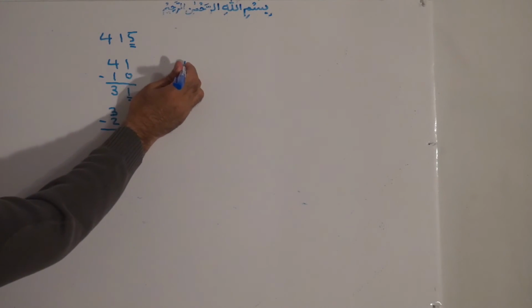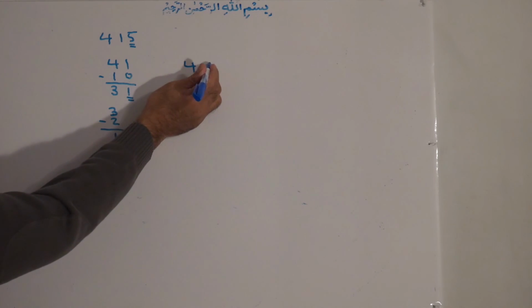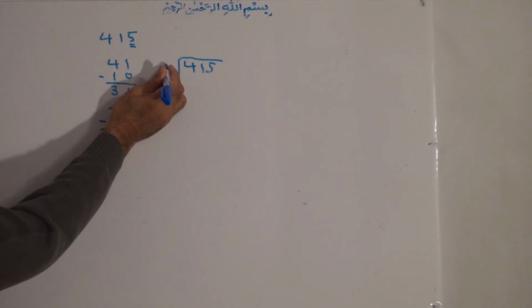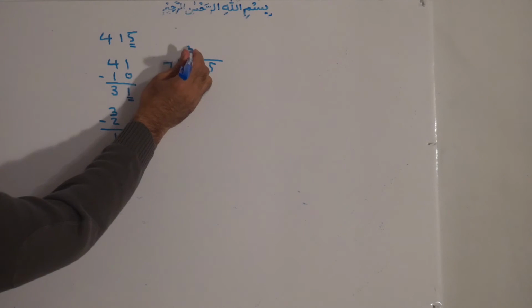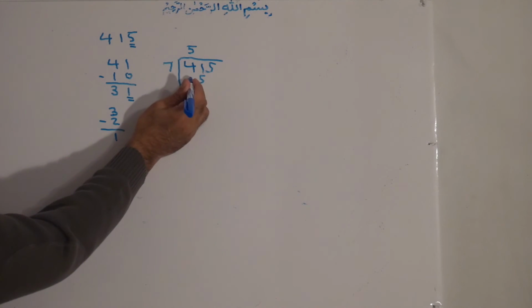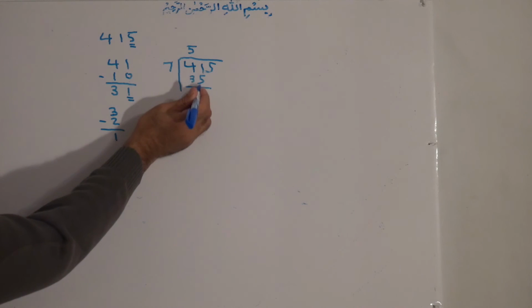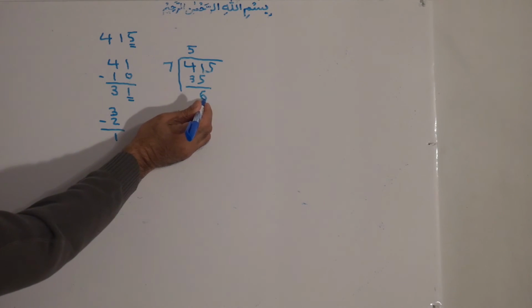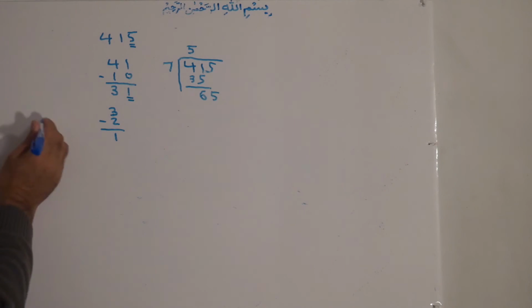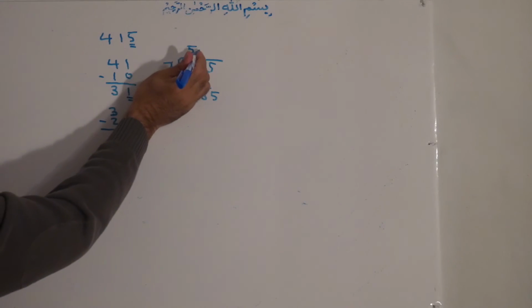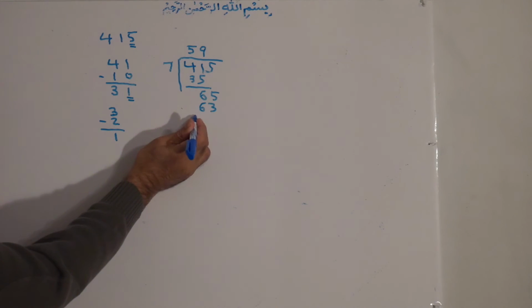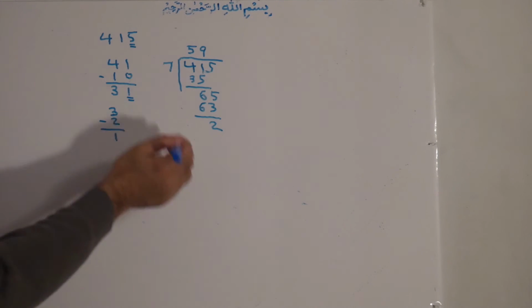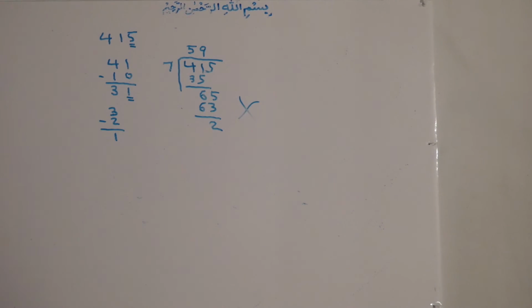Now we test 415 divided by 7. 5 times 7 is 35. 41 minus 35 is 6. We bring down 5. 9 times 7 is 63. Remaining 2, because this is not divisible by 7 completely.